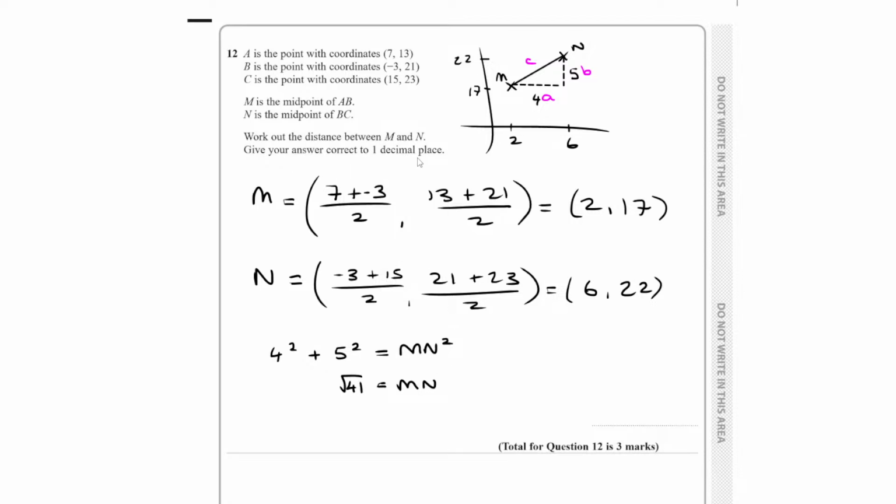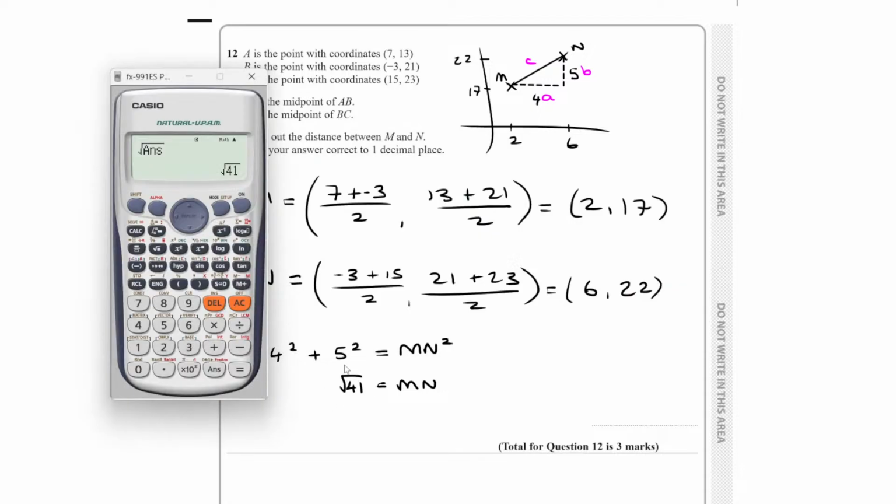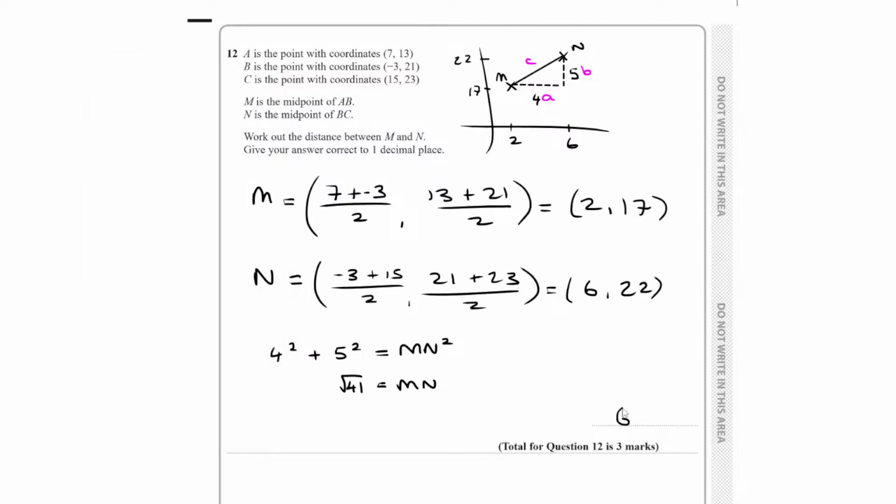But they have said give your answer correct to 1 decimal place, so I don't want it as a surd, so I'm going to use my SD button. 1 decimal place would be 6.4. And there's technically no units because we don't know if it's centimetres or what.